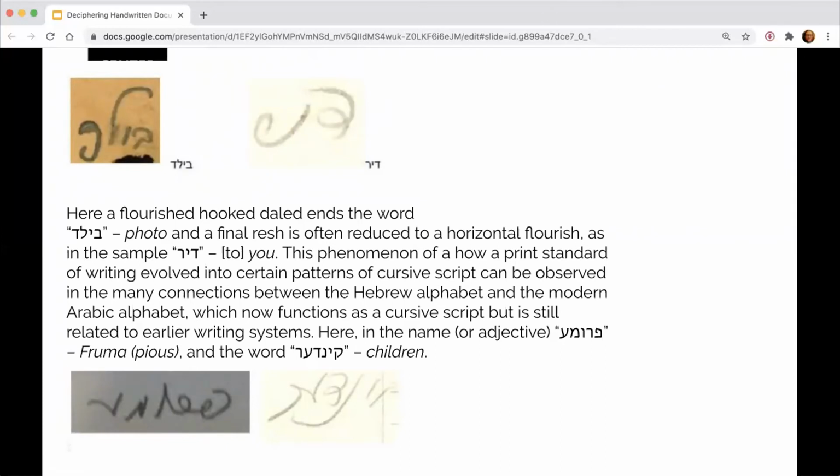One handwriting convention that can be confusing is this final resh, which gets turned almost sideways until it looks almost like a letter J in English. You can see in the top example and in the bottom two examples that there's often some extra loops, and in writing messily and quickly, the resh especially can be turned sideways.